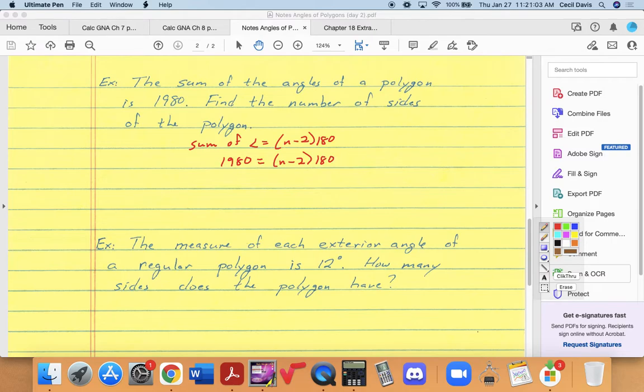At this point, you have two choices. You can distribute the 180, or you can divide both sides by 180. I personally always divide both sides by 180. Why? Well, I'm going to have to divide by 180 sooner or later. Might as well get it over with. So dividing both sides by 180, I get 11 is equal to n minus 2. So there are 13 sides. Relatively straightforward, just a little bit of algebra.